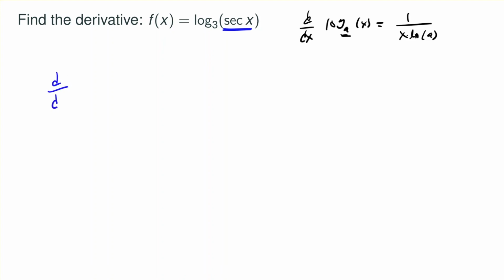So let's take the derivative. We get 1 over, in this case, the argument is secant x. So we have secant x times ln of base number, which is 3. This 3 right here. And we have to multiply by chain rule, derivative of secant x.